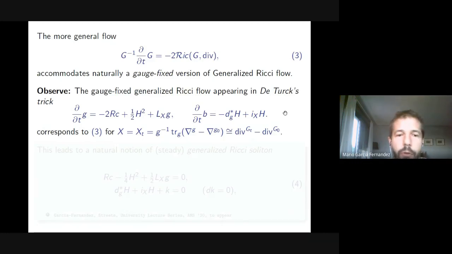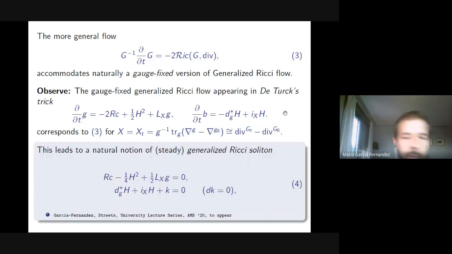Maybe only at the formal level, but who knows? Maybe more. Okay, and this leads to some natural notion of Ricci soliton and etc. So if you want to read more about this, you can go into the book. But let me now move to something else. Okay, are there any questions so far?